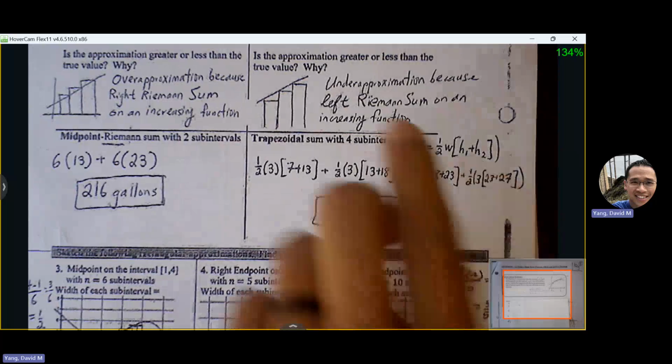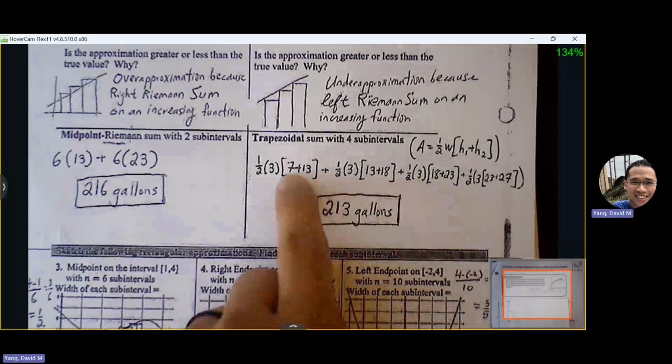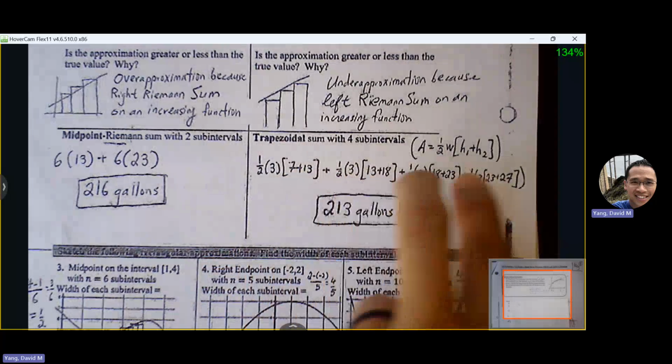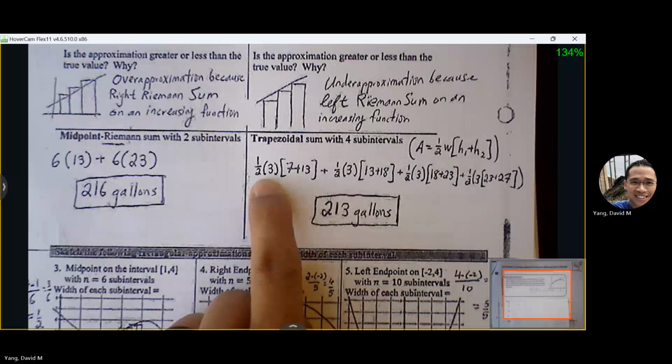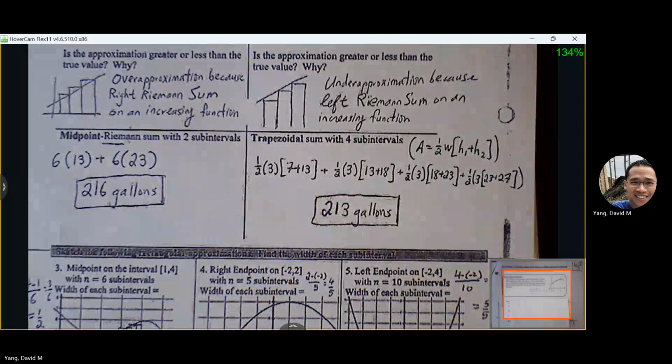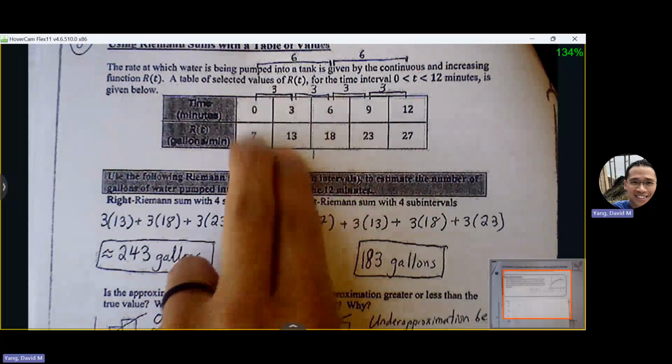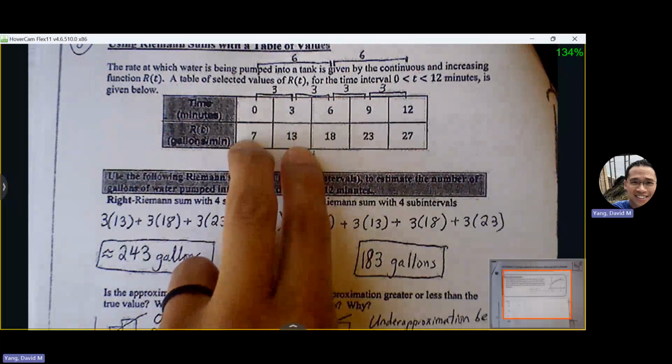Finally, trapezoid is 1/2 width, height 1 plus height 2. Okay, so we have 4 subintervals. We have to do 4 separate calculations. So first trapezoid is 1/2 of 3, because that's the width, and then height 1 plus height 2, 7 plus 13.